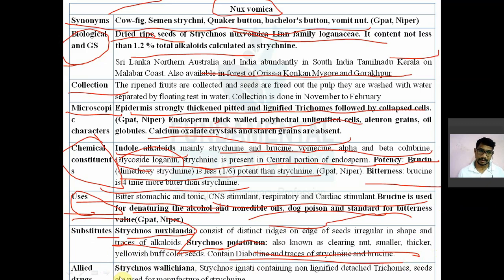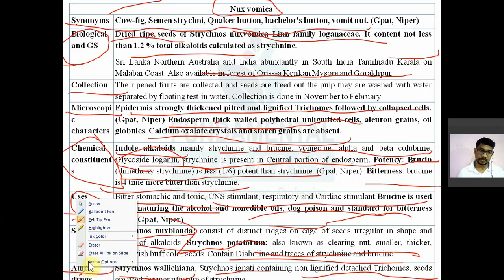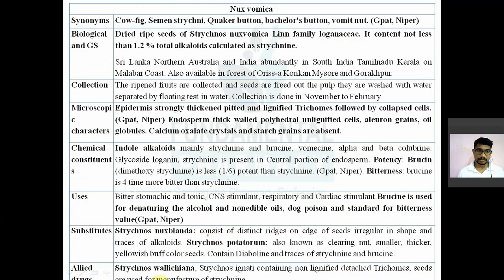Then allied drugs, which are similar drugs? Strychnos wallichiana, then Strychnos ignatii, containing non-lignified and detached trichome seeds. So here, non-lignified trichomes are present. What does the original drug have? Lignified trichomes. So you can identify these drugs. The hilum is present in your genuine drug. Then next we'll see the next part.